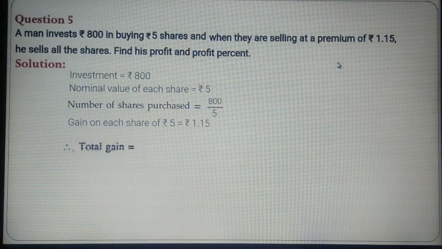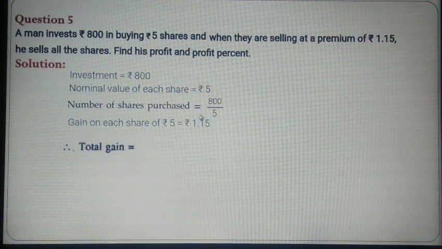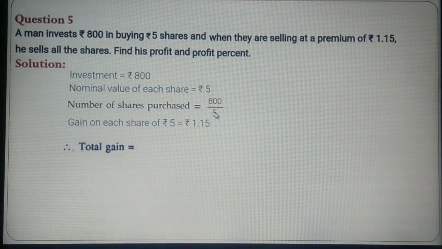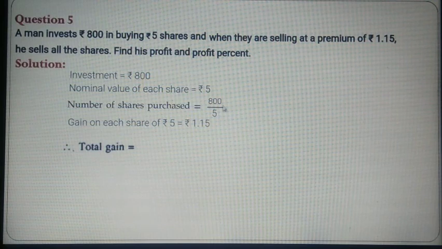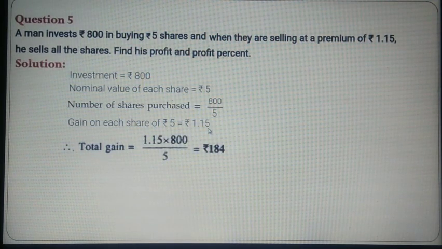Now the total gain, see, in one share gain is this much, but we have got how many shares? We have got 800 by 5 shares, right? So that's why the profit on 800 by 5 shares will be 800 by 5 into 1.15, which is rupees 184. So this is the total gain.